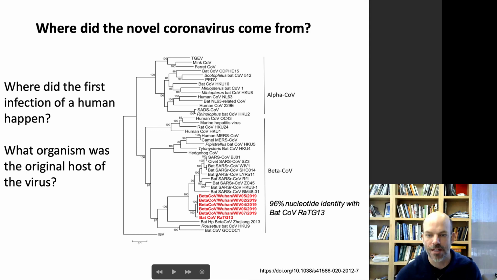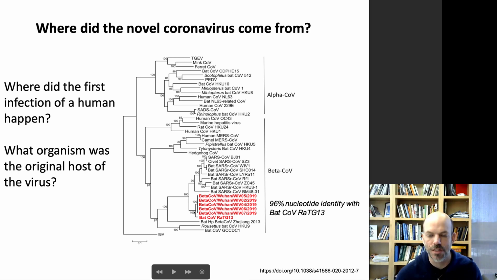And here are those bat and civet cat and human SARS-1 viruses. So here's the human SARS-1 virus, very similar to the civet cat virus, which is why that theory has a lot of support. And then the similar but distinct bat SARS-1 viruses. So here's one SARS-2 virus from a bat, and then the human viruses.